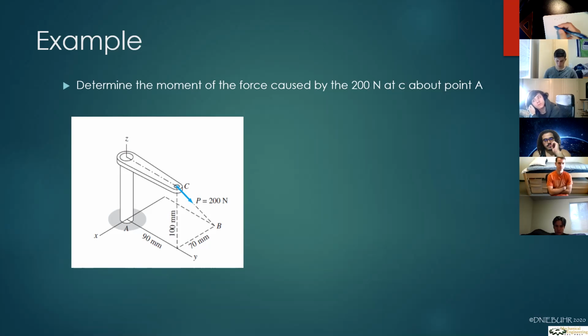All right, so what we have is this object, and then this comes out and back again. And so there's a force going down like that.